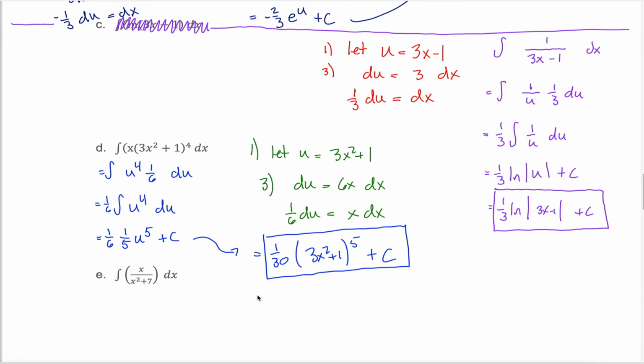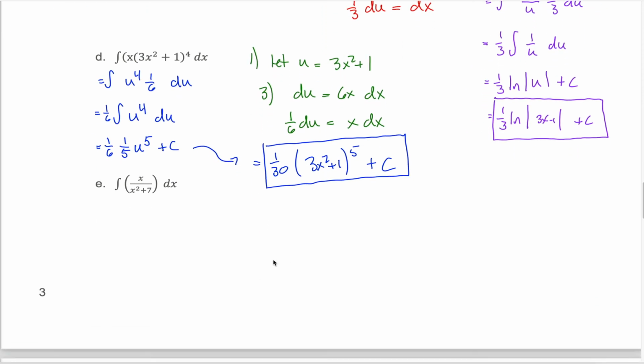Probably still feels really nebulous, so let's do one more example, and then I'll make a whole other video doing more examples where we spend some more time deciding what u should be equal to. So look at this problem. What do you think u should be equal to? Well, there's only so many options, right? You've got an x squared, or an x squared plus 7, or an x, or maybe a 1 over x squared plus 7. You've got to choose part of this expression and make it equal to u.